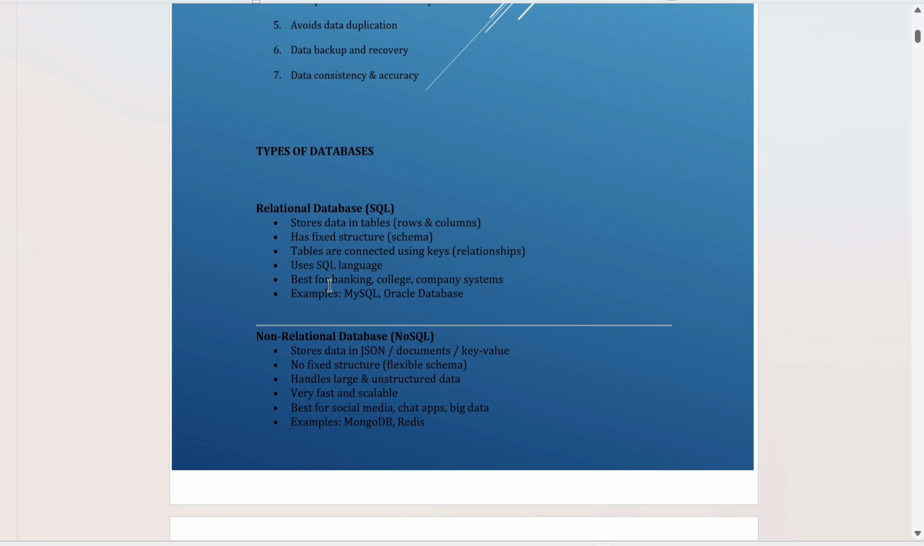And this is best for banking, college, company systems. And the examples are MySQL, Oracle database.